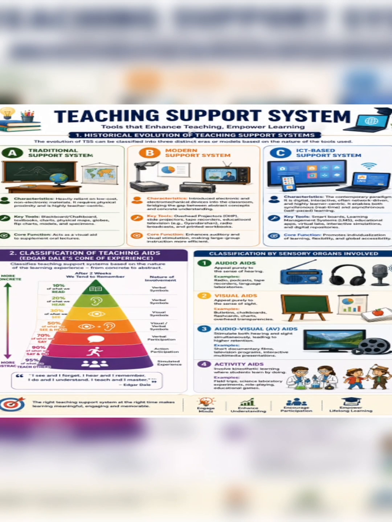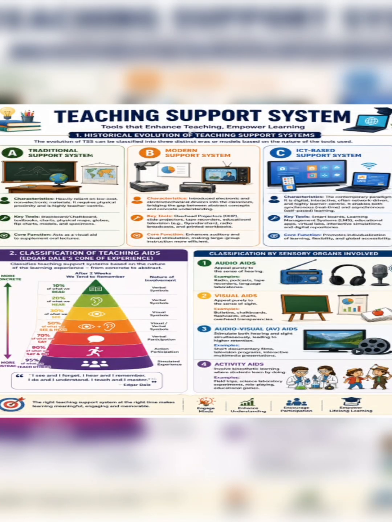Number B, modern support system. This model introduced electronic and electromechanical devices to the classroom, bridging the gap between abstract concepts and concrete understanding. Key tools featured overhead projectors, slide projectors, tape recorders, educational television broadcasts, and printed workbooks. Its core function is enhancing auditory and visual stimulation, making large group instruction significantly more efficient.